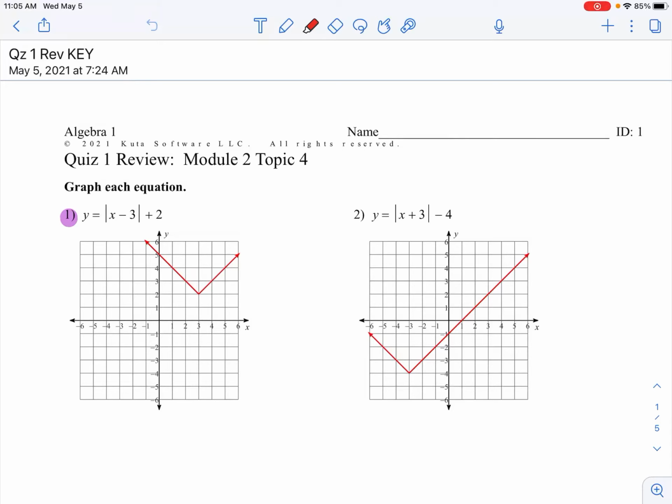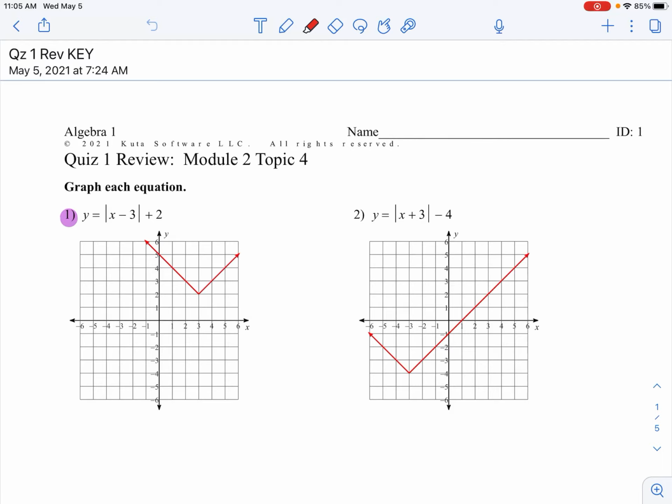All right, question two. How did I get that graph? Well, you can do one of two things. You can go to your calculator, punch it in, or also realize that inside the bars, x plus 3 means I'm going to go left 3, and outside the bars, that minus 4 tells me I'm going to go down 4. And that's exactly what the graph is going to do.